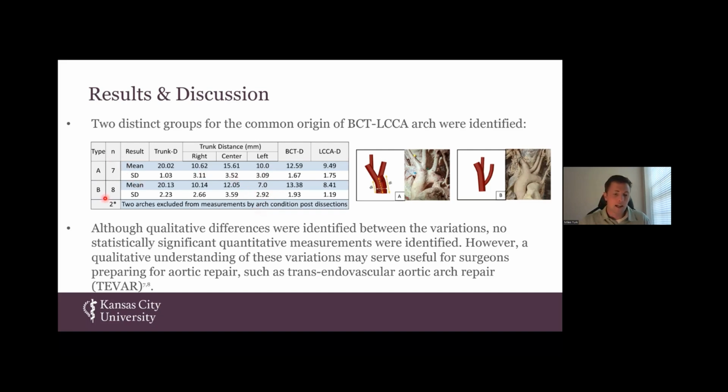But I imagine as I increase my sample size, because roughly 7-8 cadavers in each group isn't a strong enough power, I do imagine that this would reach statistical significance. And I'll explain how I plan on increasing sample size in a little bit. So from these qualitative measurements, it still has importance for a surgeon preparing for aortic arch repair, understanding that there are multiple variations for this subtype. It can help them plan their approach, specifically for transendovascular aortic arch repair.